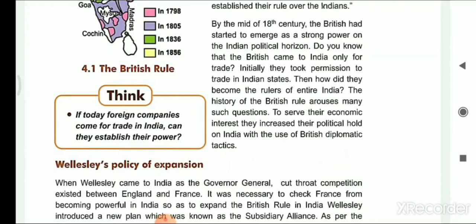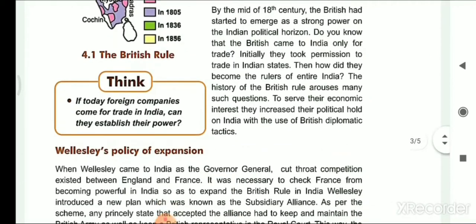My dear students, when the British came to India, they started expanding their power on India. They came to India only for the purpose of trade. So, in the beginning, they took the permission to trade with Indian states. But how could the Britishers rule the entire nation? The history of British rule arouses many questions.